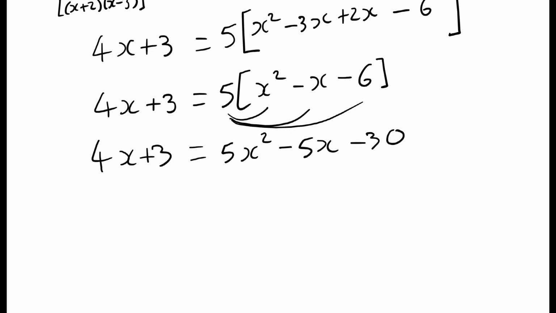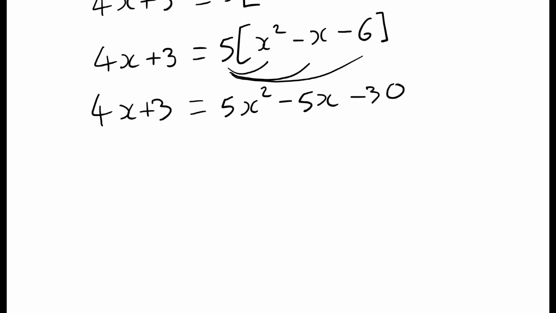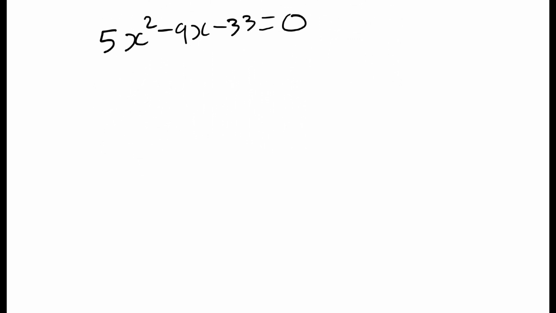And then I can see I have a quadratic equation. I'm going to take everything over to the right hand side, so my equation equals 0. So I'm going to subtract 4x from both sides and 3 from both sides. This will leave me with a final expression of 5x squared, take away 9x, take away 33 equals 0. Now this is a quadratic which I cannot factorize, so I'm going to use the quadratic formula.